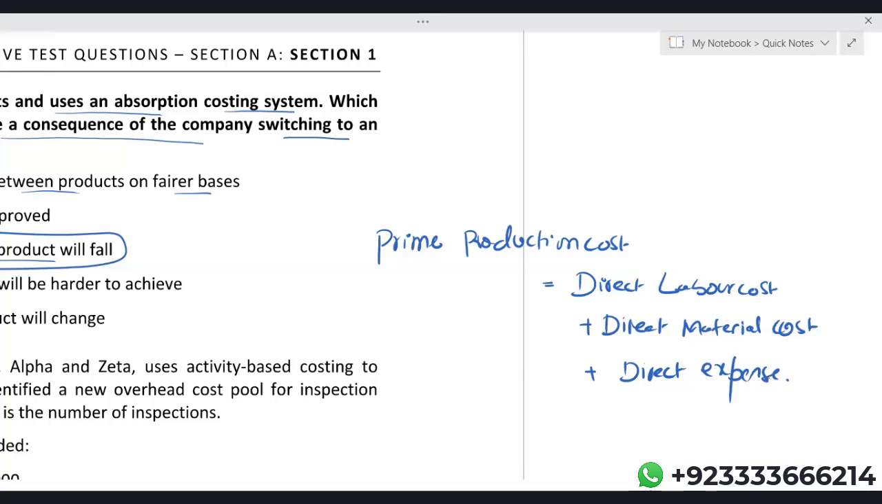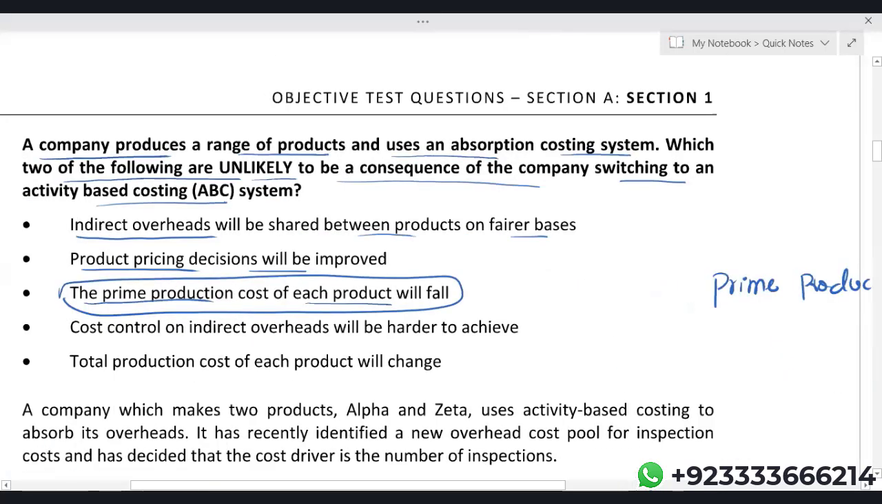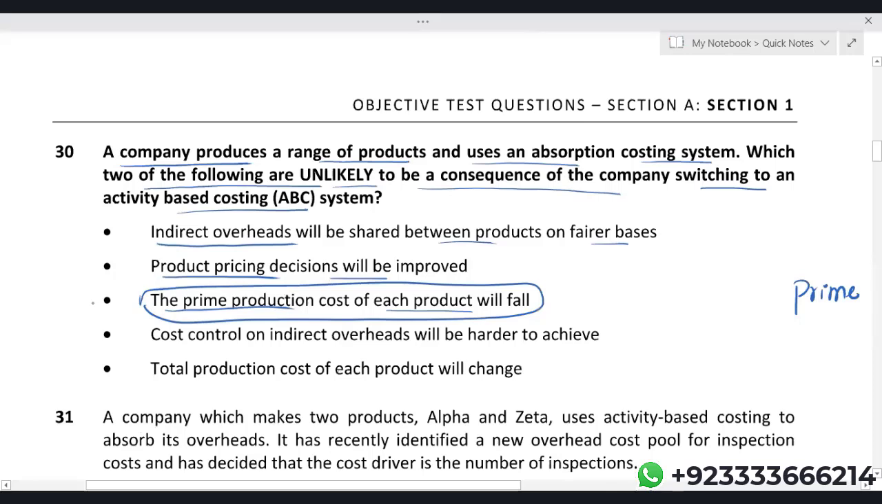Basically, the main difference between absorption and ABC is that ABC deals with overheads on a fair basis. So there is no impact when you're switching from absorption to ABC, no impact on prime production cost.